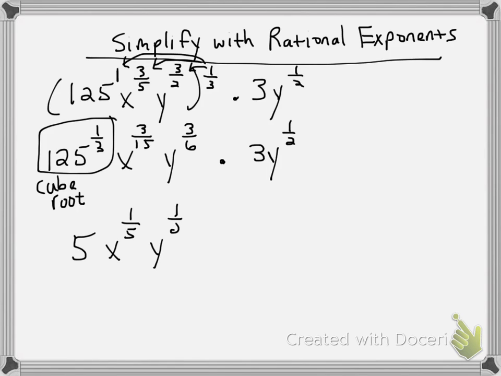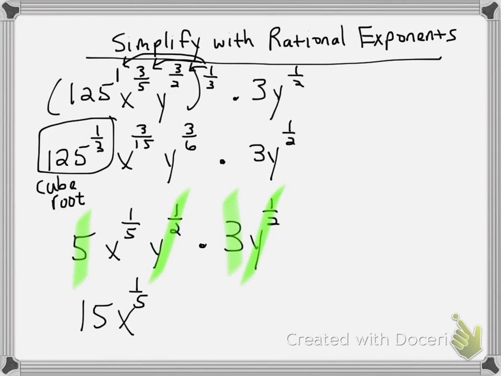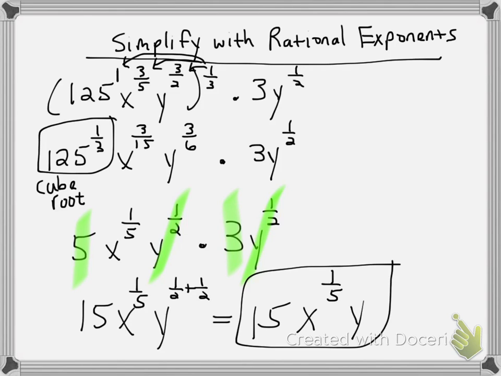This is y to the 1/2, and we're multiplying it by 3y to the 1/2. Now what I can start to do is start to multiply my numbers together, and these two variables have common bases. And when I have common bases and we're multiplying, we need to add their exponents. So once again, more exponent properties. So 5 times 3 is 15. X to the 1/5 doesn't change. This becomes y to the 1/2 plus another 1/2, which means our final answer is 15x to the 1/5, y to the 1st.